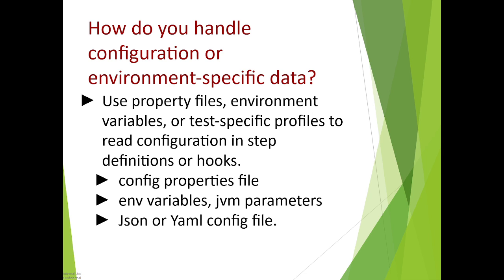You can read the data from the properties file, and you can use environment variables or JVM parameters to pass environment info from CI/CD or the command line. You can also use JSON or YAML config files. You can use Jackson or YAML to parse the file, or you can create a POJO to map the data. And you can use dependency injection for config sharing.